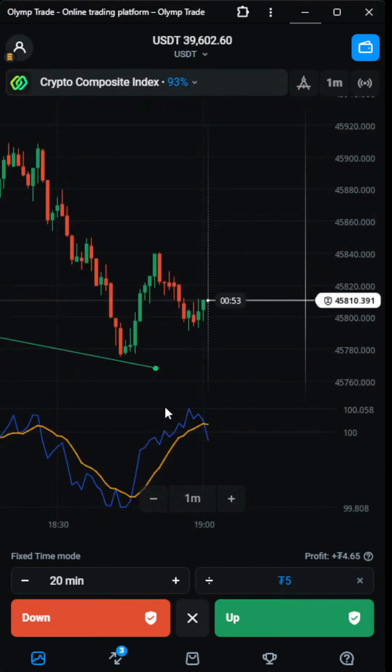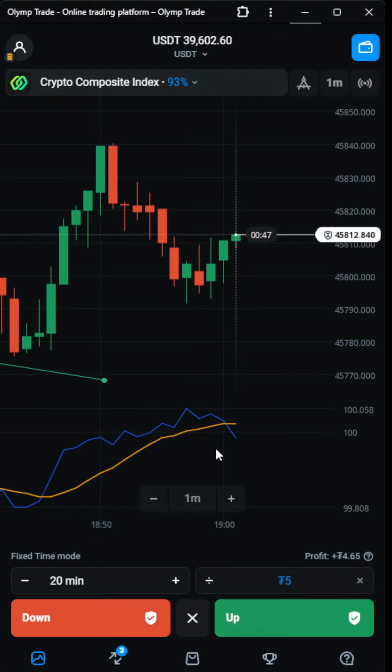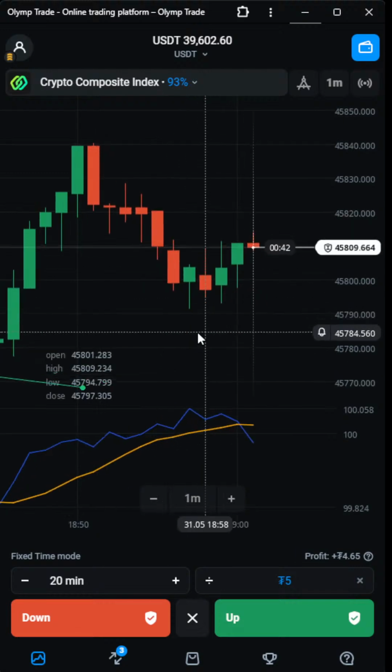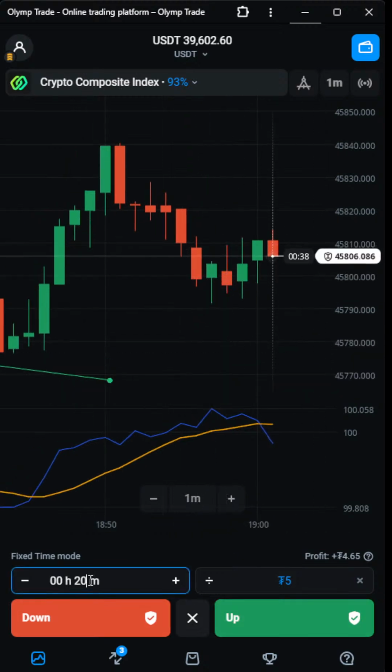Okay, now following this strategy, there are two ways to take the trade. The first way is when the line is crossing the 100 line and there is a green candle. Now, if you see, this is a falsified signal. Right now, a couple of candles ago, the market started rising.